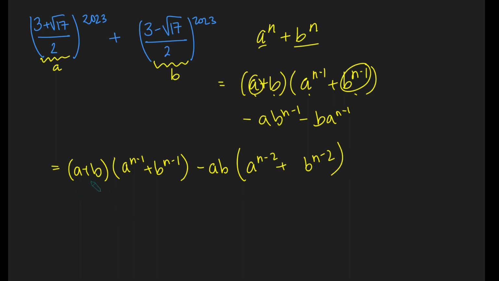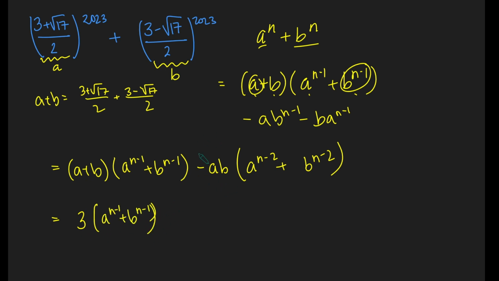Right, let's look at this a + b here. Well, we can work out what that is because we know what a is and we know what b is. If I do a + b, that's simply going to be (3 + √17)/2 plus (3 − √17)/2. And the root 17s will cancel and I'll just get 6 over 2, which is 3. So this will be 3 times (a^(n−1) + b^(n−1)).